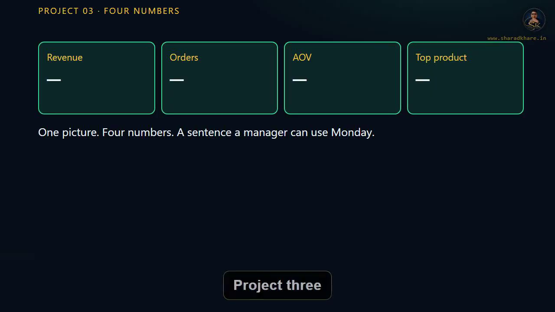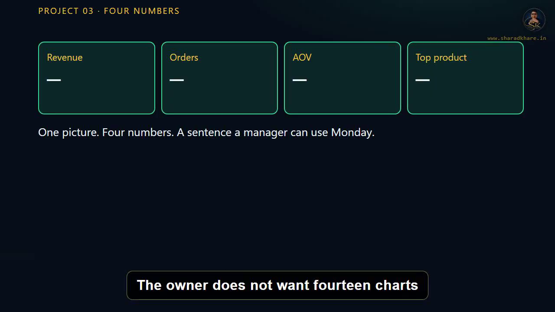Project 3, the KPI board. The owner does not want 14 charts. They want the week in 4 numbers.